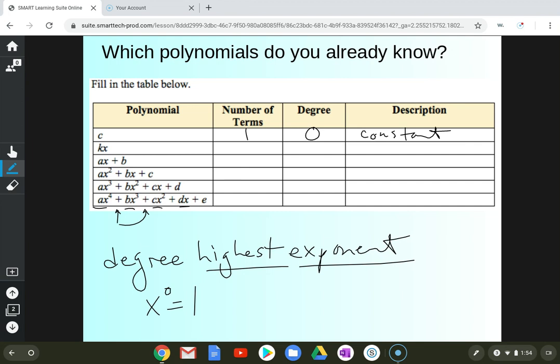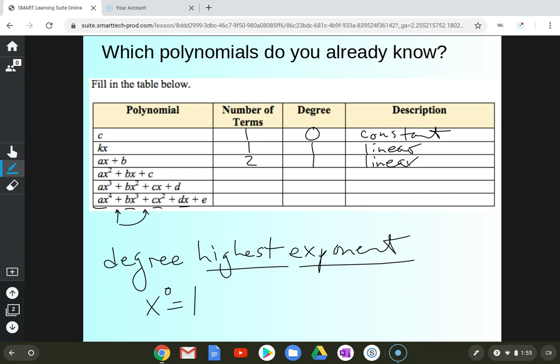For this next one, we still have one term, but we have an x to the first, so our degree would be 1. And this would be a linear function because it's an equation of a line. The next one would also be linear. It's still a first degree. It's just that there are two terms. It makes it a binomial, but it's still a linear function because it has an x to the first. The highest exponent is 1.